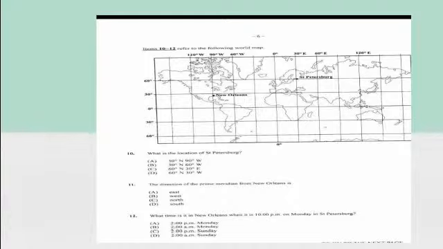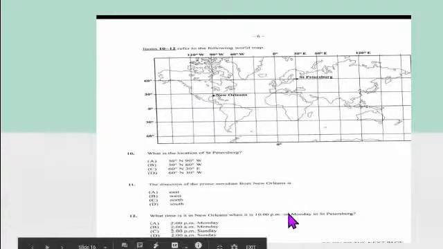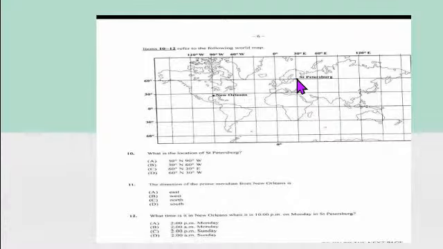So it means that we have 8 hours difference between St. Petersburg and New Orleans. So we are at St. Petersburg and we are going in a westerly direction. It means we are minus in time. So from the 10 p.m. at St. Petersburg, we're going to take away 8 hours, which is going to give us the time at New Orleans.